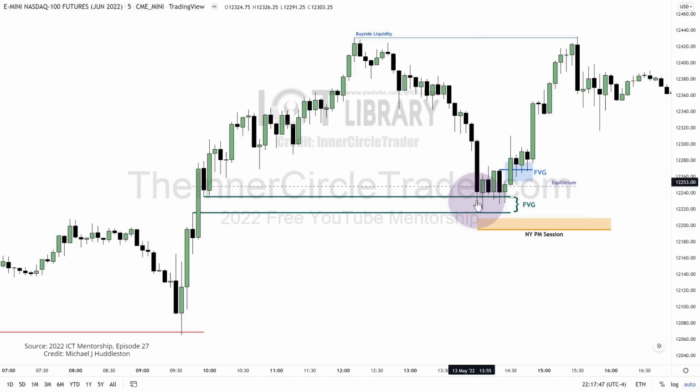So the market drops down into it here at 2 o'clock in the afternoon, 2:05, 2:15, 2:20, 2:25, and then displacement. Okay, we'll see this fair value gap on the lower time frames.